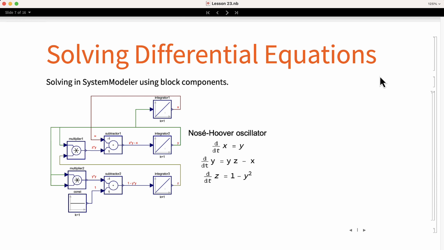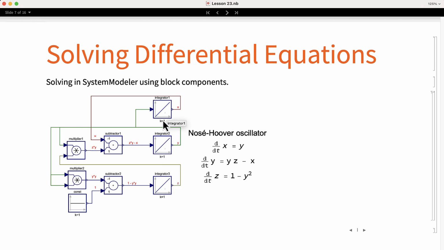In this case, I selected a group of equations that describe a chaotic oscillator. It is called the Nosé-Hoover oscillator. As you can see, it requires 3 integrators, 2 subtractions, and 2 multiplications. In the diagram, we can see a prototype implementation using block components from the System Modeler library.